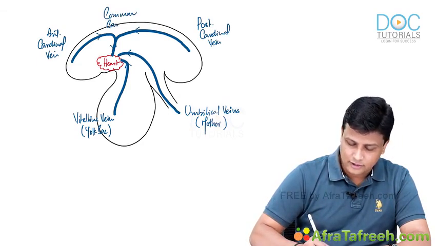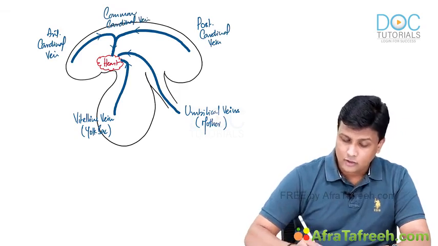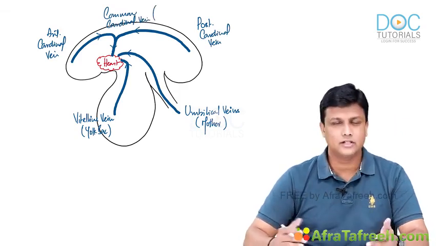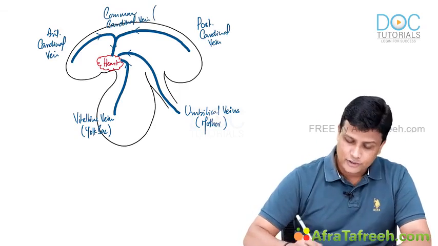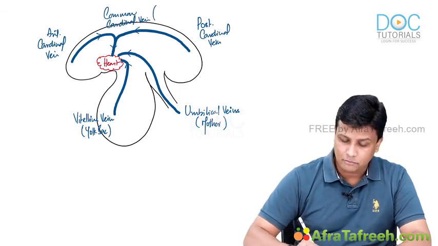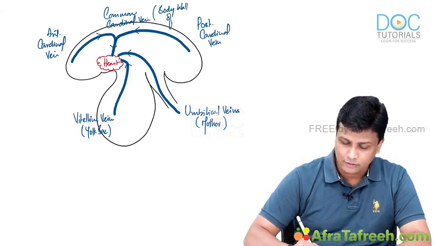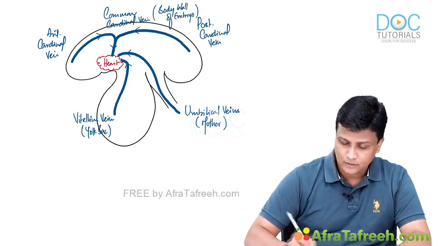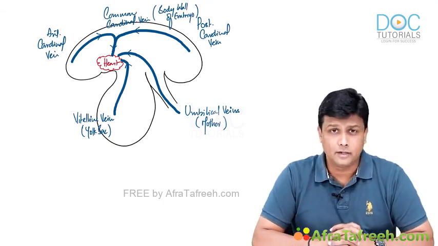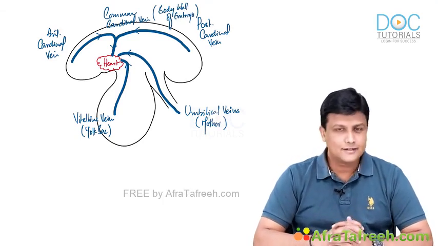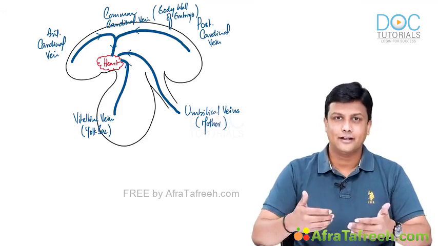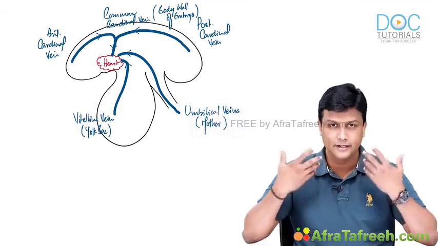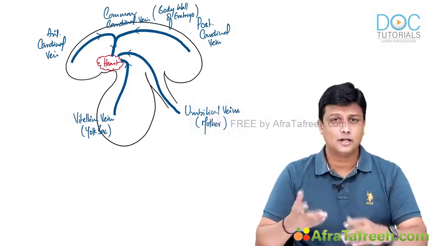The common cardinal vein. And yes, what is the special thing about this one? The common cardinal vein, or in general, cardinal veins, are the ones which are going to collect the blood from the entire body wall of embryo. From the entire body of the embryo, the blood is collected by your cardinal vein. That is the reason it makes sense. The anterior cardinal vein, anterior, which is more towards the cranial side, that is the one which has to become your superior vena cava.